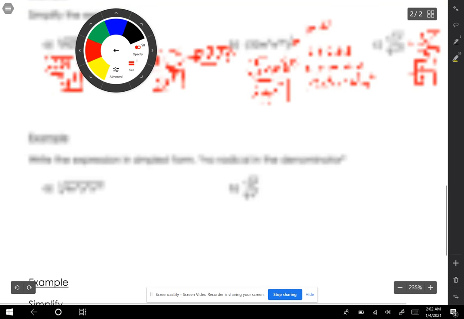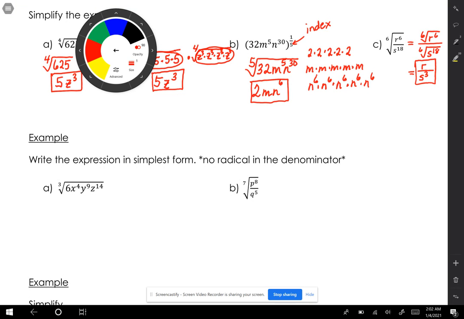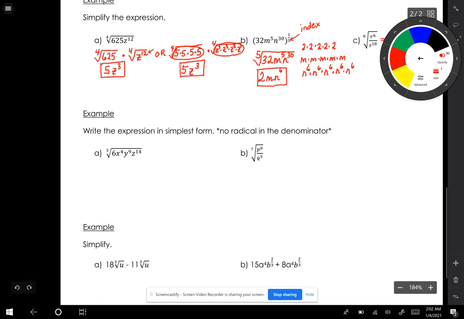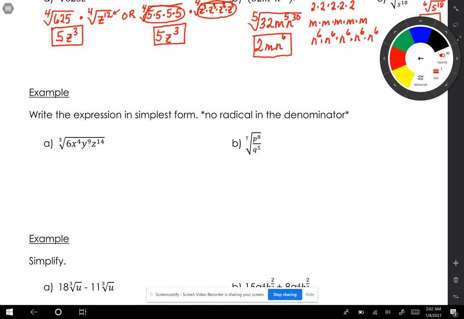All right. Write the expression in simplest form. No radicals are allowed in the denominator. We know that from chapter 5. So write the expression in simplest form. Let's look at the first one. These are getting a little bit harder. Here's how I suggest doing this.